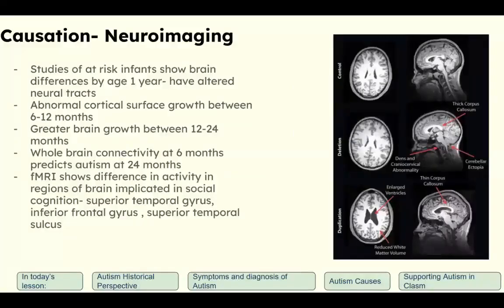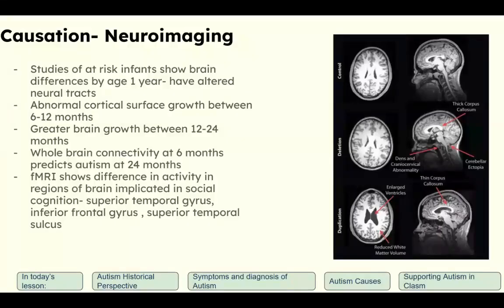Looking at the brains of people with autism, we can see that those with autism tend to have altered neural tracts, so white matter, which is important for the formation of myelin to allow the correct sending of nervous impulses. You've got an abnormal cortical surface growth between 6 to 12 months, and actually a greater brain volume between 12 to 24 months. However, it's not the volume that is the issue, it is the wiring and the connectivity being different that ultimately predicts autism.